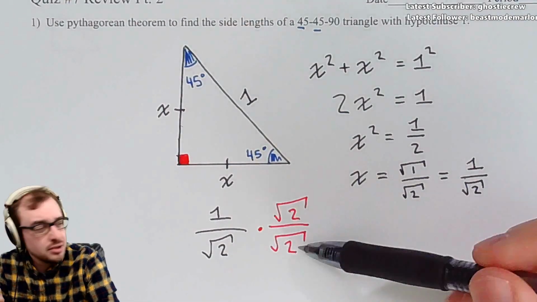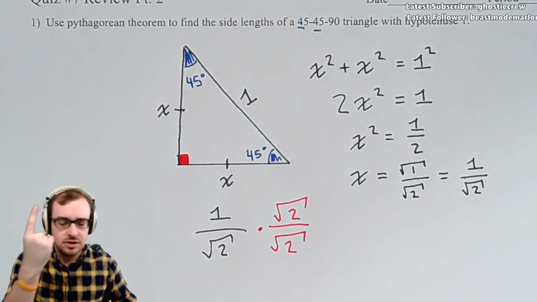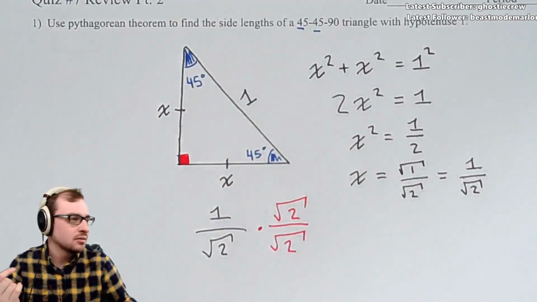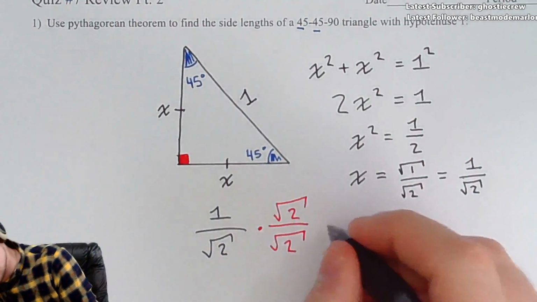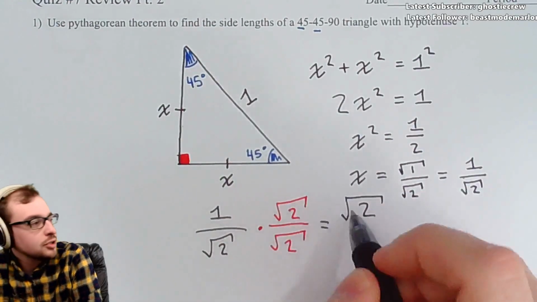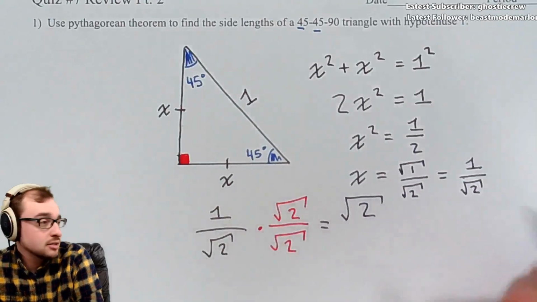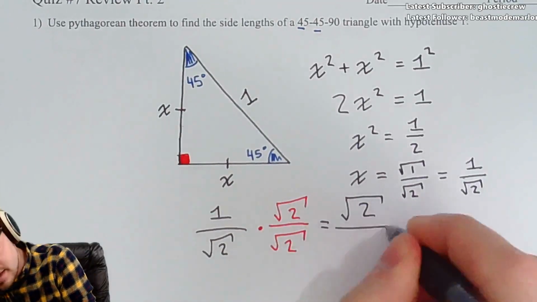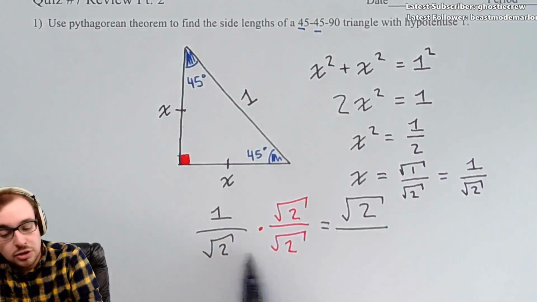Root 2 divided by root 2, well, anything divided by itself is 1. So we're taking this number times 1. So it won't change the number. It's just going to make it look different. That's what algebra is all about, is getting a different perspective. Well, 1 times root 2 is root 2, right? 1 times anything is the thing you're multiplying by, right? And we divide by root 2 times root 2.